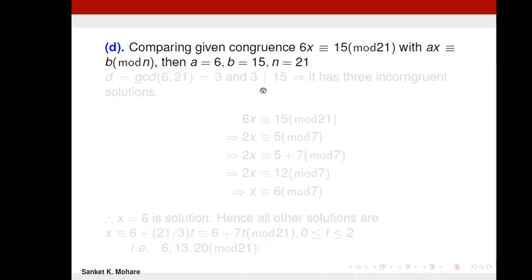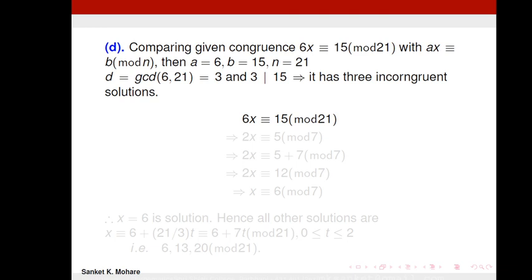Next, I choose this example. Comparing the given congruence 6x congruent to 15 modulo 21 with ax congruent to b modulo n, we obtain value of a is 6, value of b is 15, value of n is 21. So GCD of a comma n, that is GCD of 6 comma 21, is 3, and 3 divides 15. So 15 by 3 is 5. This implies it has exactly 3 incongruent solutions. So let's find a particular solution.